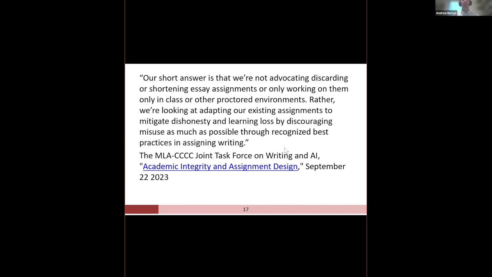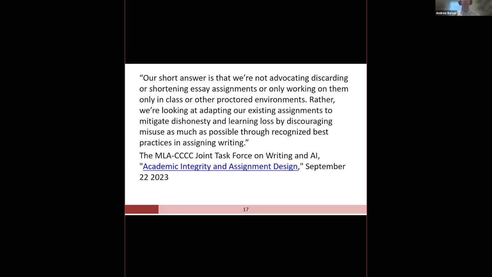Our short answer is that we're not advocating discarding or shortening essay assignments or working on them only in class or other proctored environments. Rather, we're looking at adapting our existing assignments to mitigate dishonesty and learning loss by discouraging misuse as much as possible through recognized best practices in assigning writing.